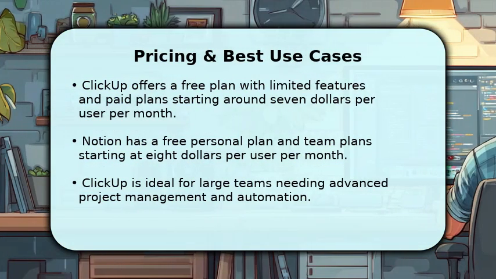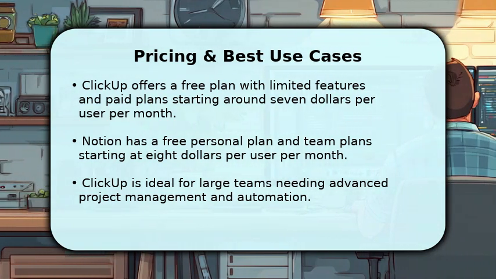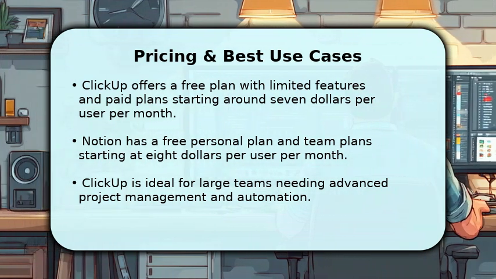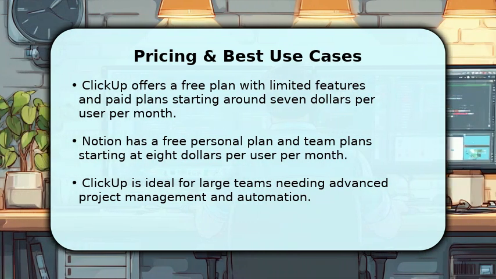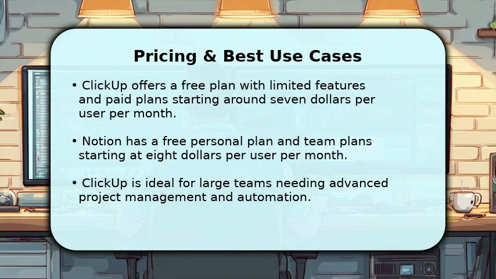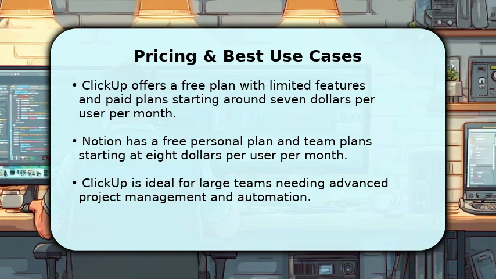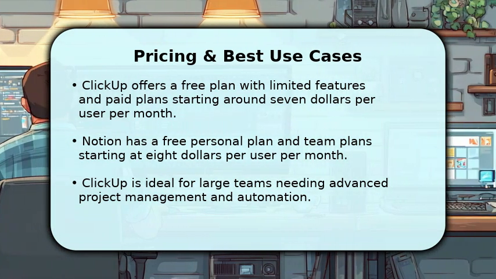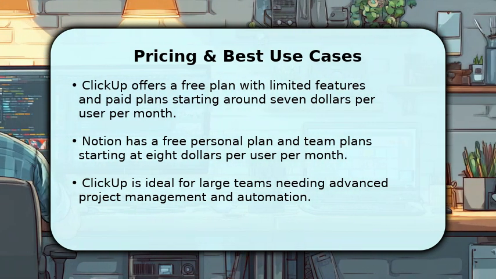Regarding pricing, ClickUp offers a free plan with limited features and paid plans starting around $7 per user per month. Notion also provides a free personal plan, with team plans beginning at $8 per user per month. ClickUp is ideal for large teams needing advanced project management and automation, whereas Notion is better suited for teams prioritizing flexible knowledge bases and collaborative documents. Choose based on your team's specific scale and functional priorities.